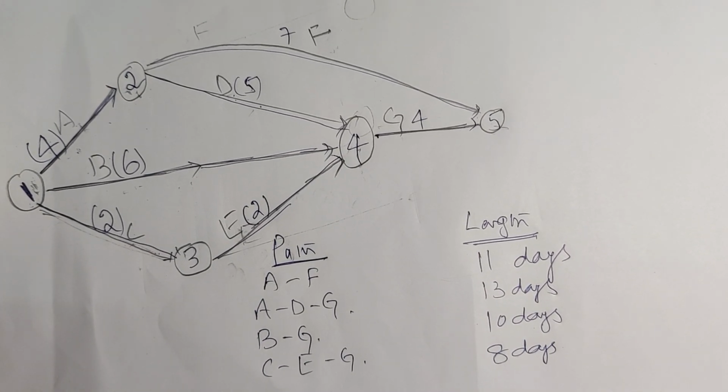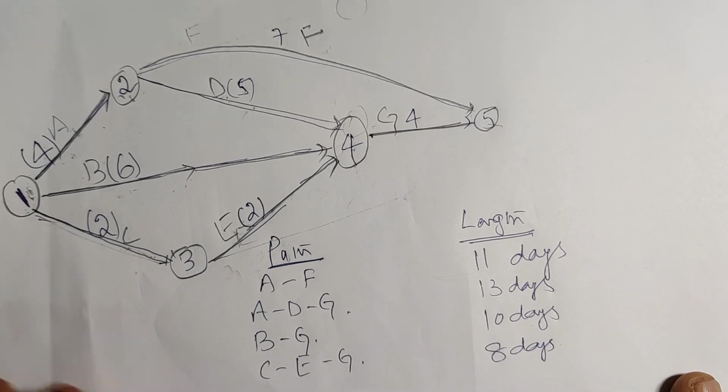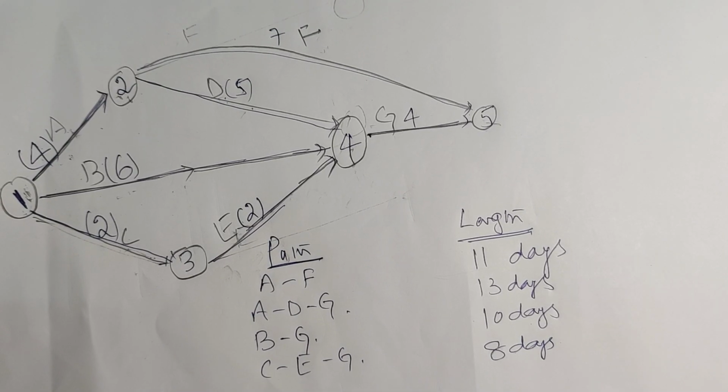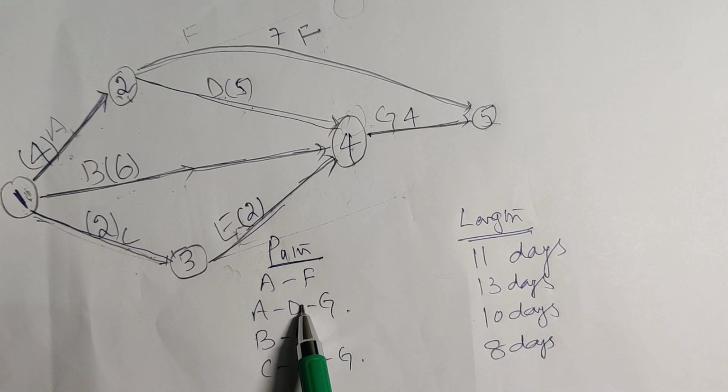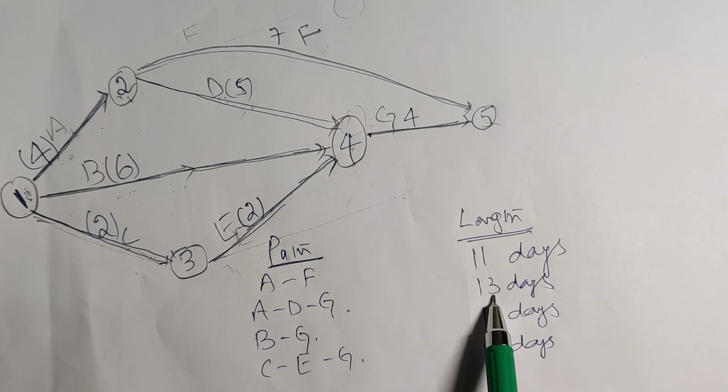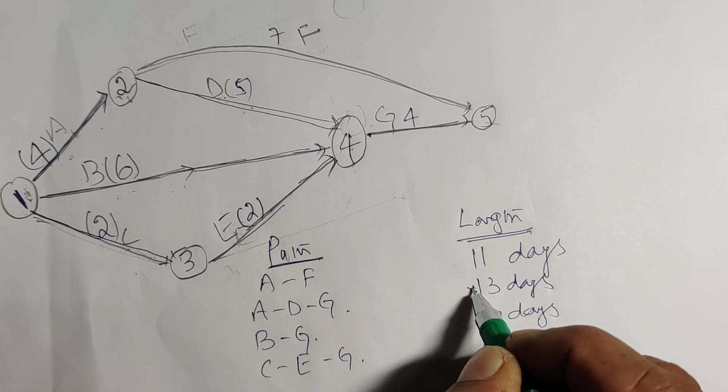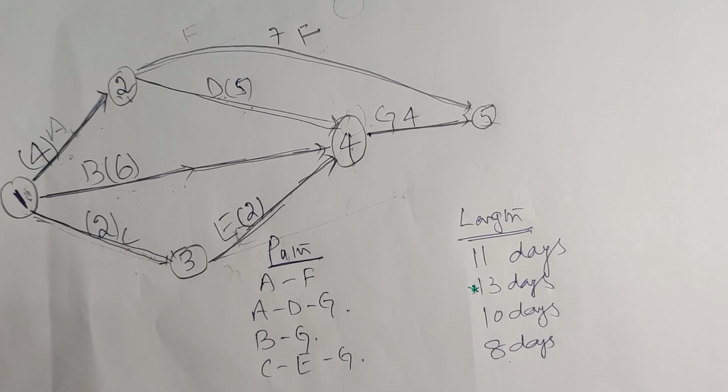The path which is having longest duration is called critical path. First path is having 11 days. Second path is having 13 days. Third path is having 10 days. Fourth path is having 8 days duration. So 13 is the longest duration. So this path is called critical path.